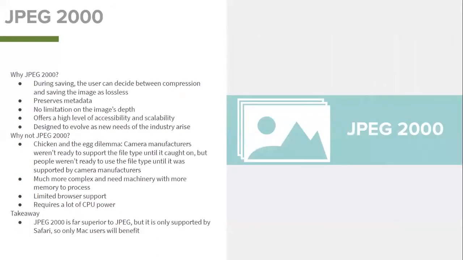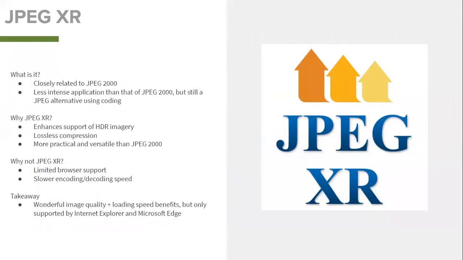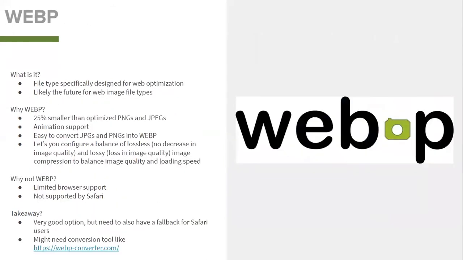Okay, so now we're going to talk about some next-gen file formats here. JPEG 2000 is one. We're going to be looking at three of them: JPEG 2000, JPEG XR, and WebP. It's spelled WebP, but they pronounce it Webby.